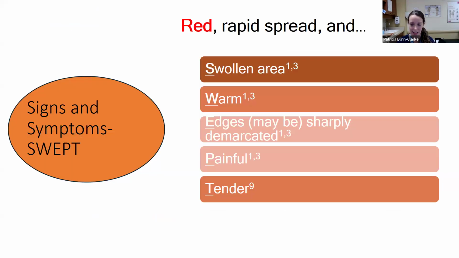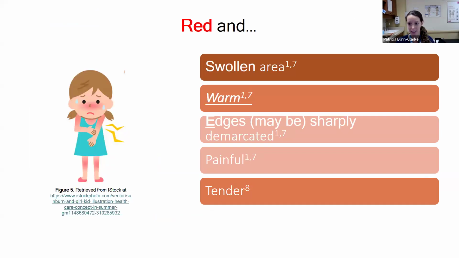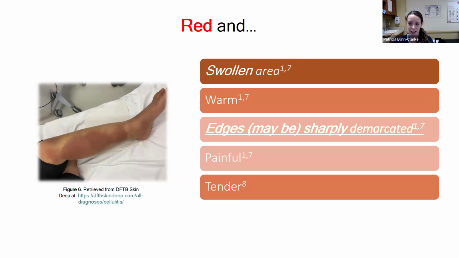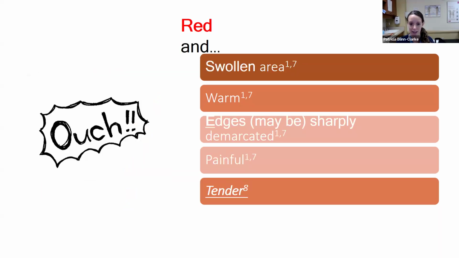So I made an acronym for you to help to remember. The acronym is SWEPT. That stands for swollen area, or that area might become more swollen than before. Warmth, so for example, your lymphedema arm might feel hotter than your non-affected arm when you're touching it. The edges of the discoloration might be sharply demarcated. It may be painful, and it might be tender. And the difference is with pain, it's kind of painful all the time. With tenderness, it hurts when you're moving that limb or when you're touching it.